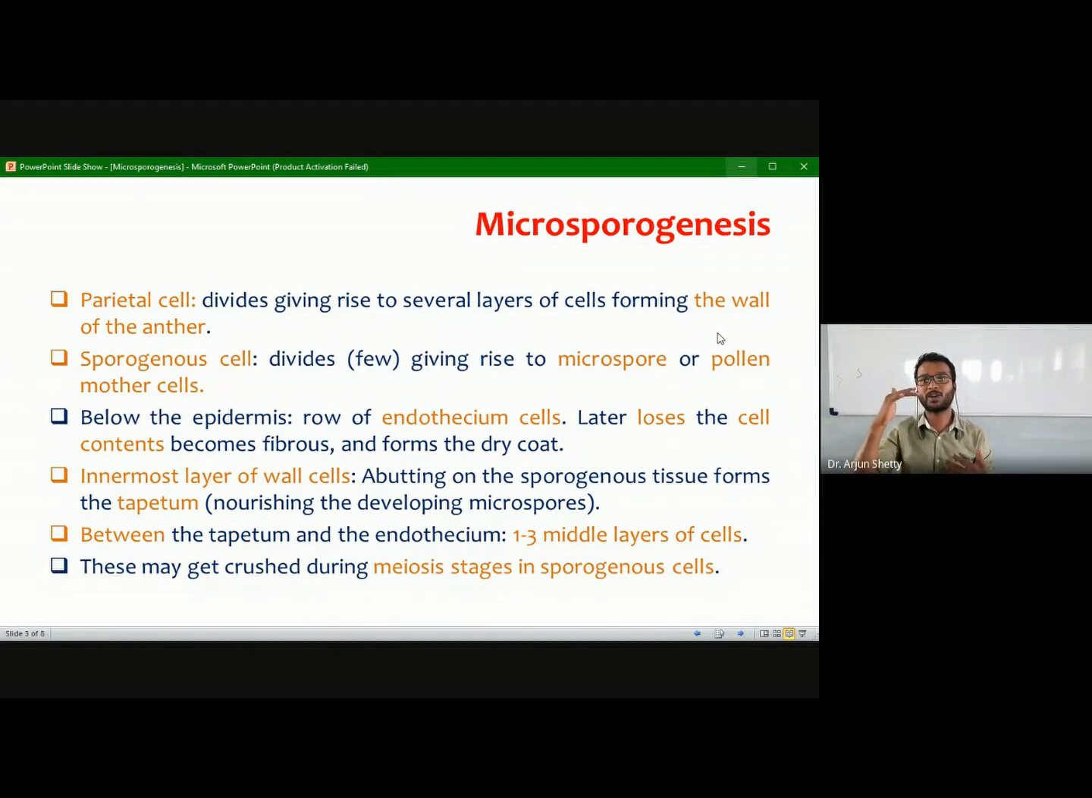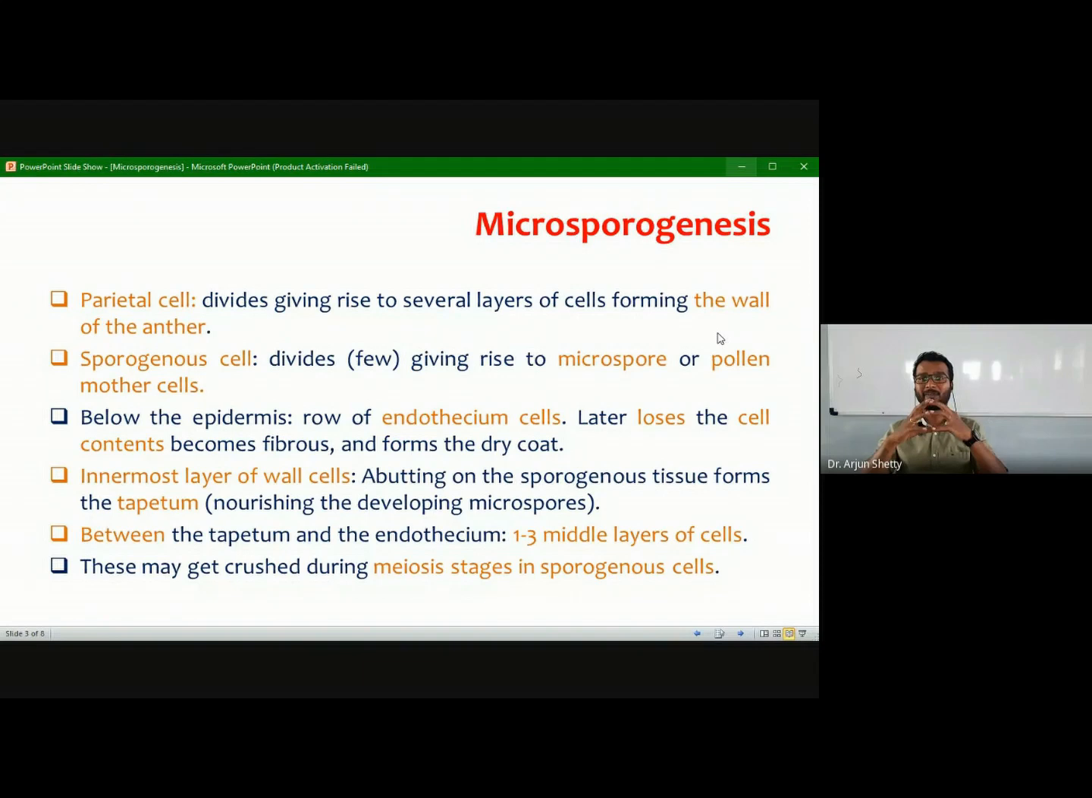Next to the endothecium, you are going to see the middle lamella, 1 to 3 layered. Usually a unilayered middle lamella we have not seen anywhere, but 1 to 3 layered middle lamella we see just below the endothecium. That is the middle layer between the endothecium and the inner wall. That inner wall is the tapetum, which acts as the primary nourishing wall to the developing microspores or pollen grains.